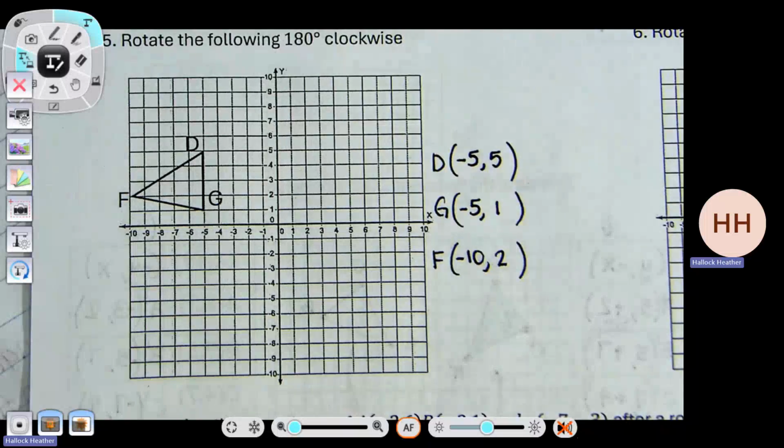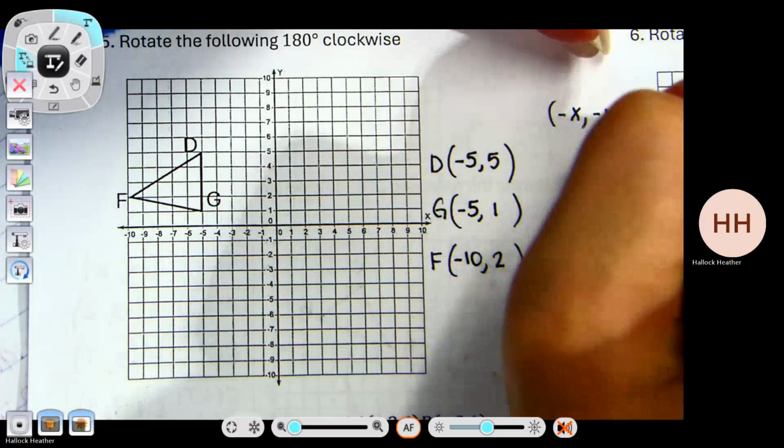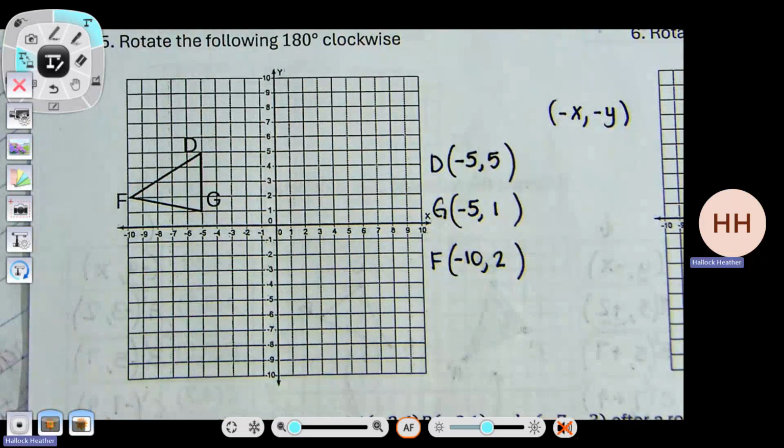So what's your rule for 180? Negative x, negative y. You are not flipping it. You are changing the symbol. If it's positive, it's negative. If it's negative, it's positive, because two negatives make a positive. It should look like it's moving two quadrants.